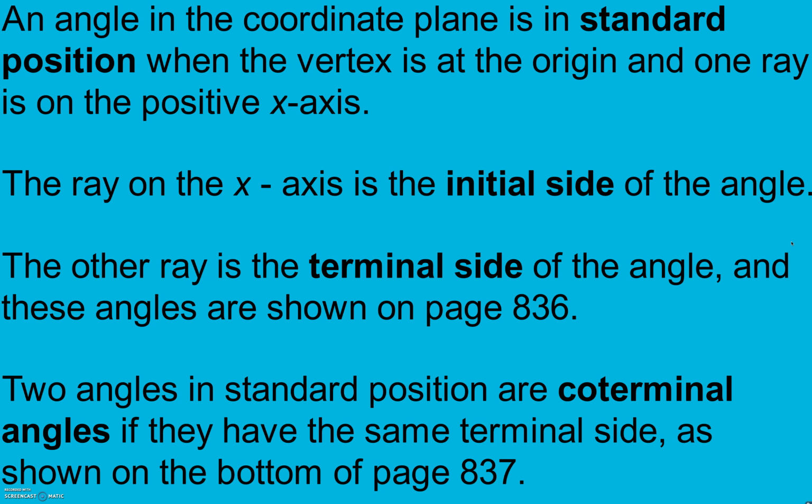So if we look at page 836 on the bottom, they have the initial side on the x-axis, they have the terminal side, and they have the little red arrow that goes around to show you how it rotates. It also has the difference between a clockwise and a counterclockwise there on the bottom.